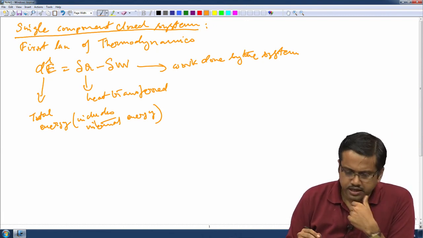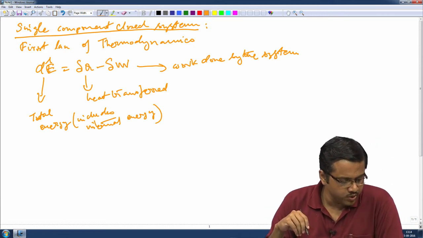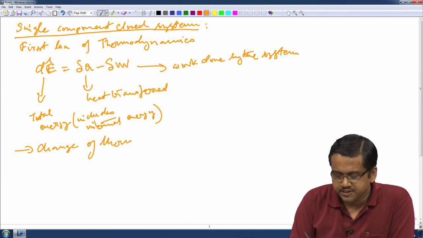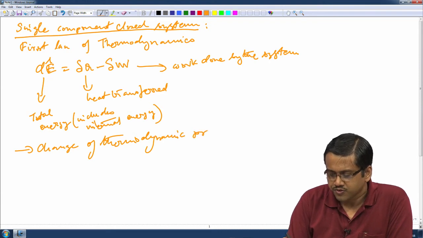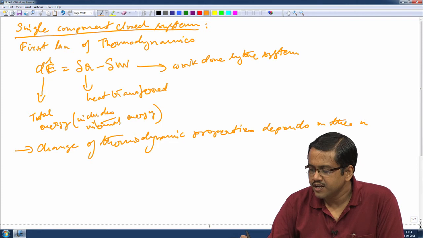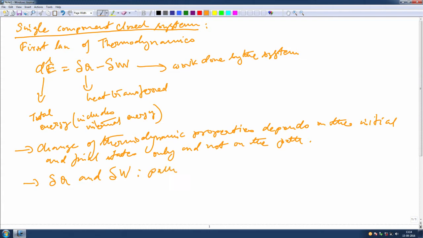As we can see from this expression, the change of thermodynamic properties depends on the initial and the final states only and not on the path. This we already know. However, quantities like dq and dw are path dependent. That is why we have written them with that tilde kind of symbol.